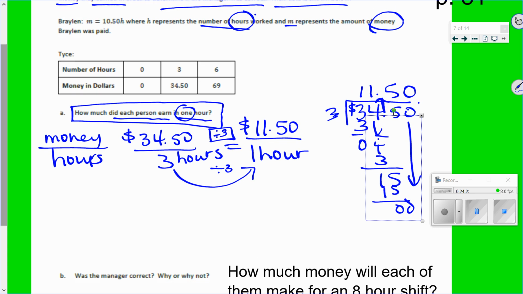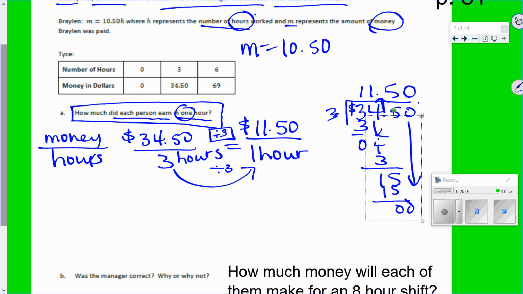Now look right here. Let's go to Braylon. I don't have a table or a chart or a graph. What did they give us, Mary? They give us the answer for free. They gave us an equation, but pretty much they gave us an answer. Look right here. It says, Braylon was paid, M is the money, 10.50 per hour, right? So M equals 10.50.